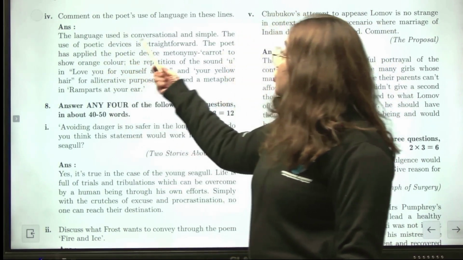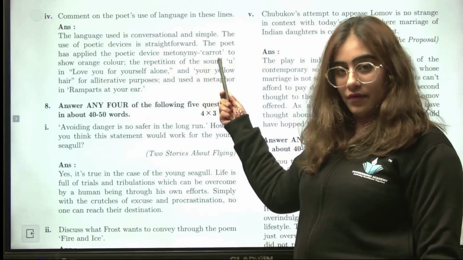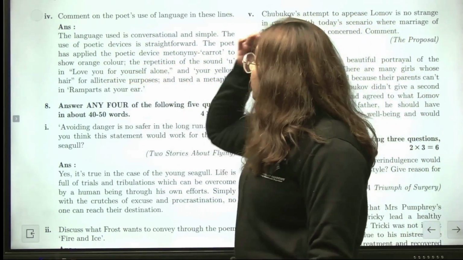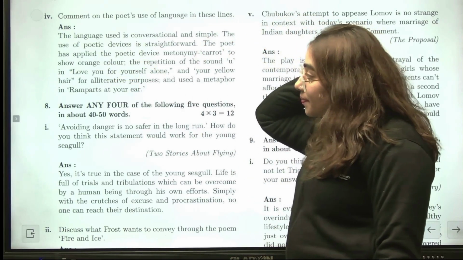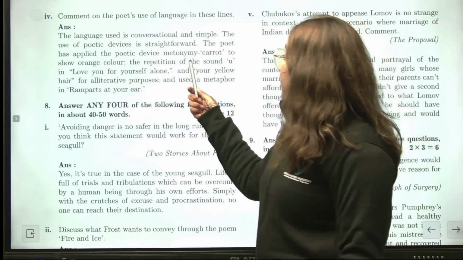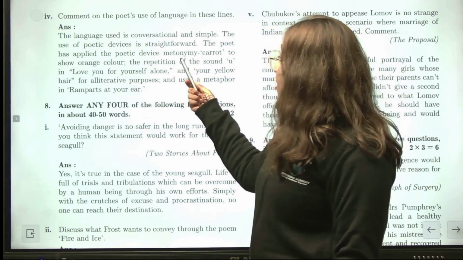The poet uses conversational and simple conversational language है. The use of poetic device is straightforward. The poet has applied the poetic device metonymy. क्या है ये? Metonymy.